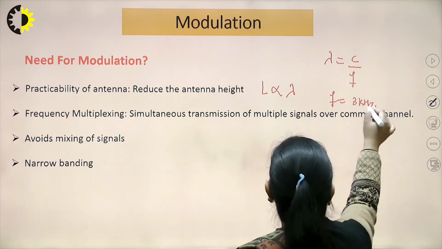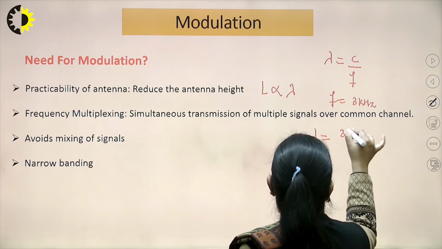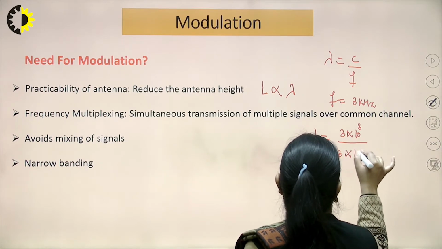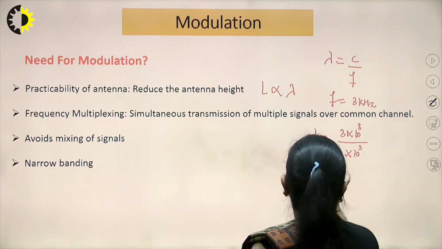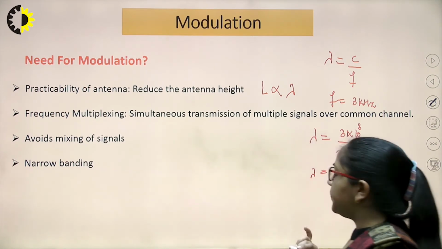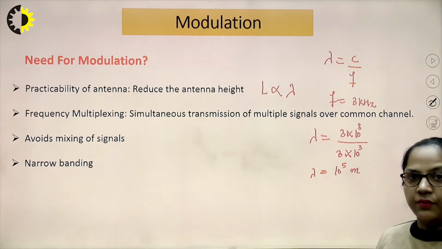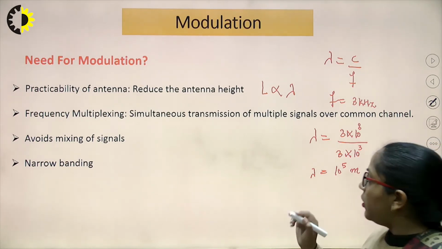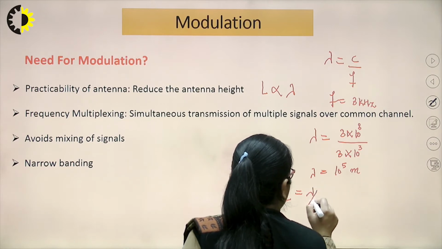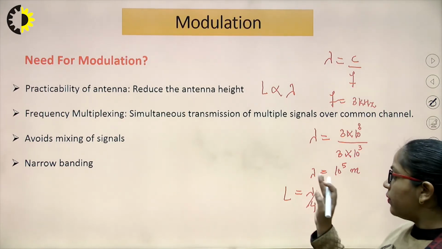Let us calculate. If f is equal to 3 kilohertz, then lambda will become 3 into 10 raised to the power 8 divided by 3 into 10 raised to the power 3. So, lambda will come out as 10 raised to the power 5 meter. The length of the antenna is generally proportional to the wavelength, and in most cases this length is equal to a quarter of the wavelength.